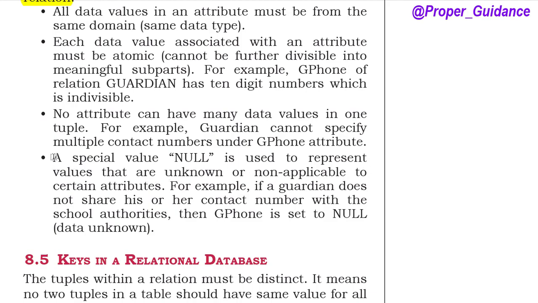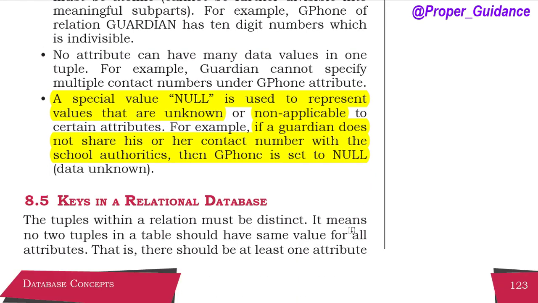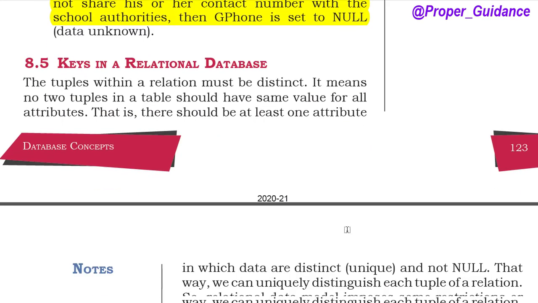A special value, null, is used to represent values that are unknown or non-applicable to certain attributes. For example, if a guardian does not share his or her contact number with the school authorities, then GPhone is set to null.